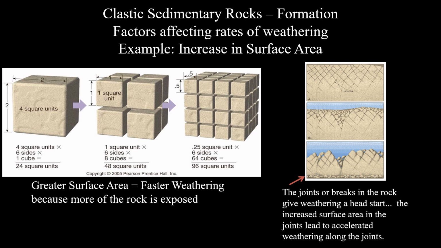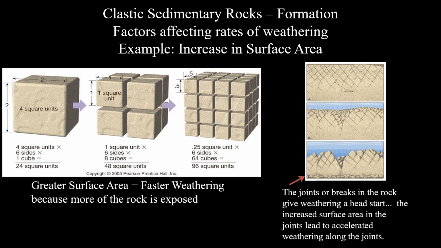The surface area is likely the most important factor in the rates of weathering. And the surface area is a positive feedback loop with weathering, both chemical and physical. So here's an example of a single cube of rock that we start to divvy up into 8 cubes and eventually into 64 cubes. And what you see is that the surface area is growing very rapidly. We have a lot more surface area exposed as we start to break this rock apart than we did before we broke it apart.